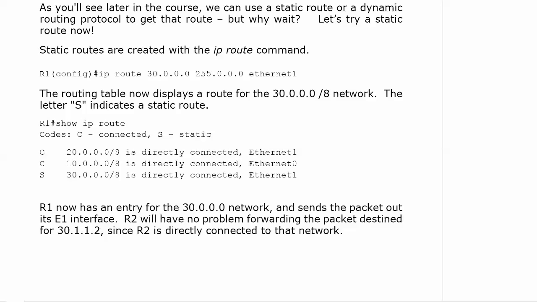So then what we end up with is a routing table that has a route for the 30.0.0.0/8 network. And there it is. And you can see the letter S indicating that.